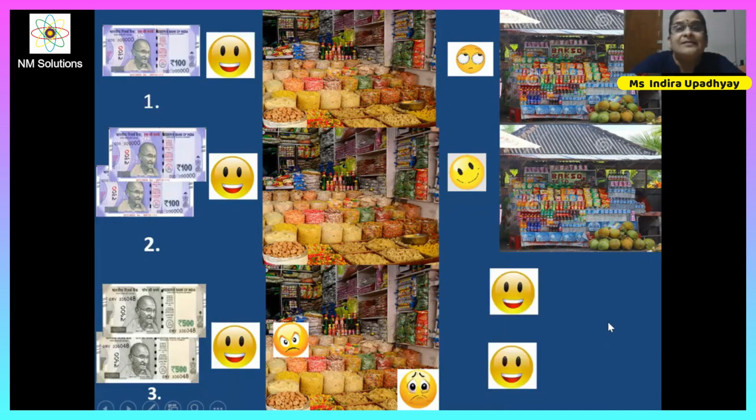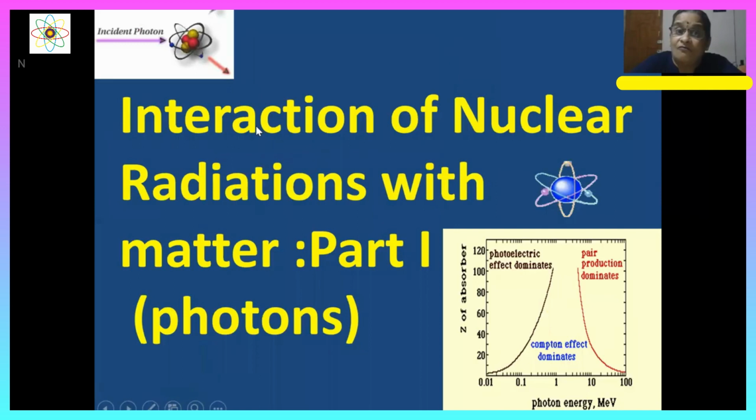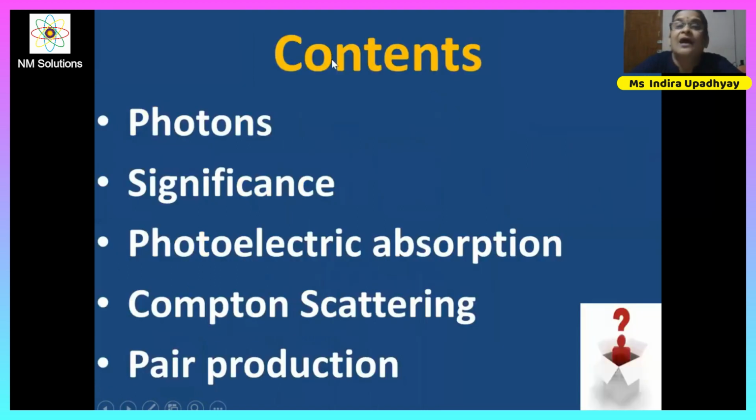So this is the basis of today's different methods or different interactions of the nuclear radiations, the gamma photons, with the matter. That is the photoelectric effect, Compton effect, and pair production. So let us start with the contents. What are the photons? What is the significance of today's topic? What is photoelectric absorption, Compton scattering, and pair production?